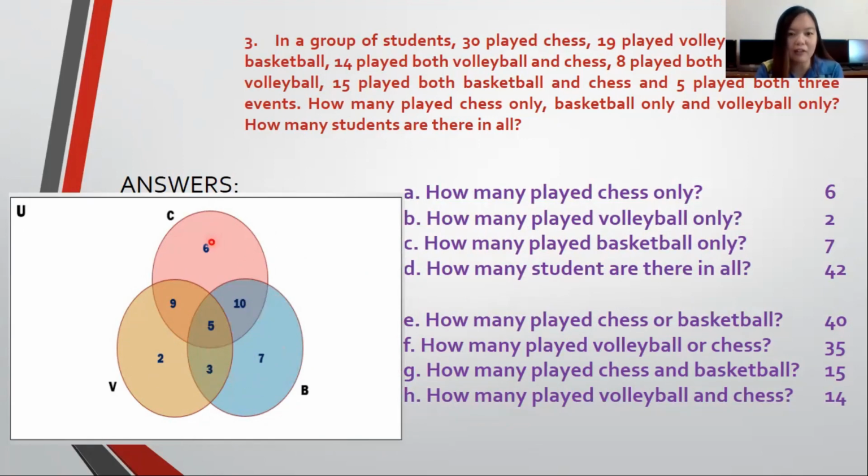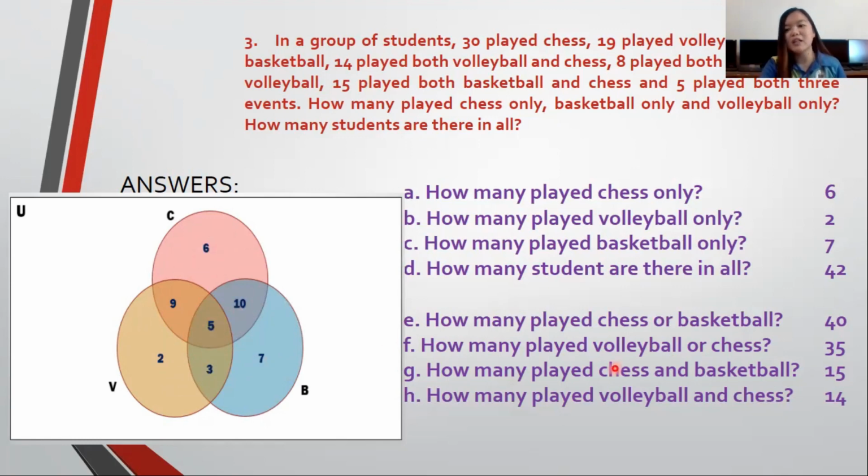So, you have 6 plus 9 plus 5 plus 10 plus 3 plus 7. You have 40. How many played volleyball or chess? When we say volleyball or chess, in this set now, you have the union of V and C. So you add all the cardinality of elements inside the set C and set V. So you have 2 plus 3 plus 5 plus 9 plus 6 plus 10.